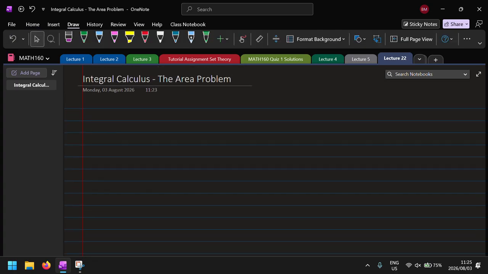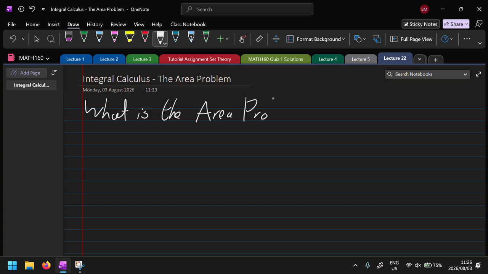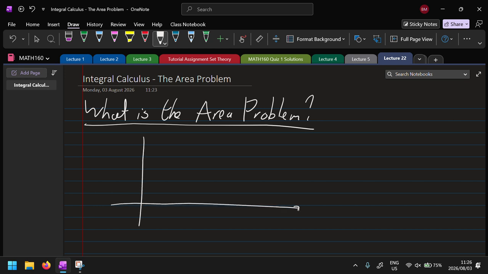So what is the area problem? Given some function f, we're not going to assume if it's continuous or differentiable just yet, so just some function f. What we want to do is find the area below the function, but above the x-axis, between some a and b points. So we can do a rough sketch like this.